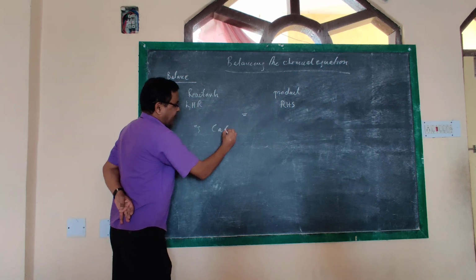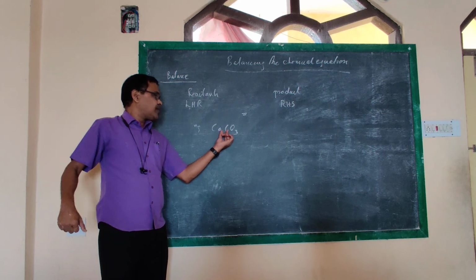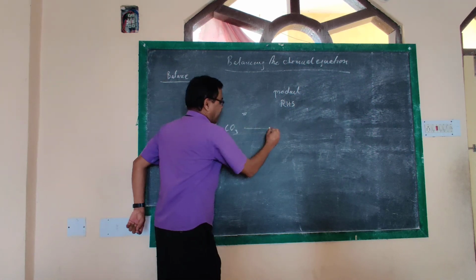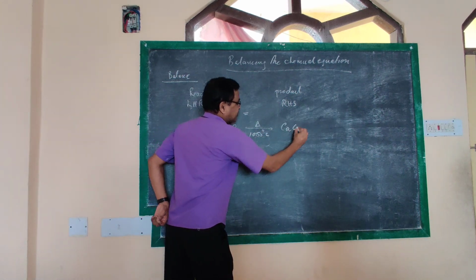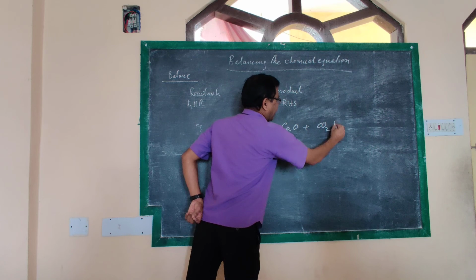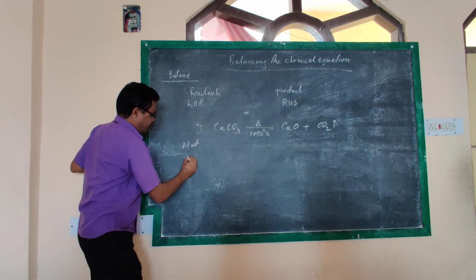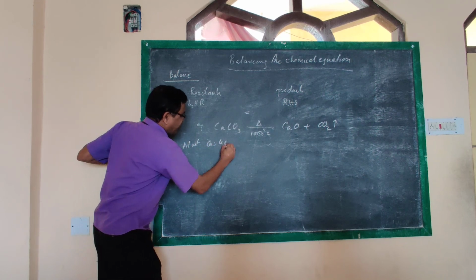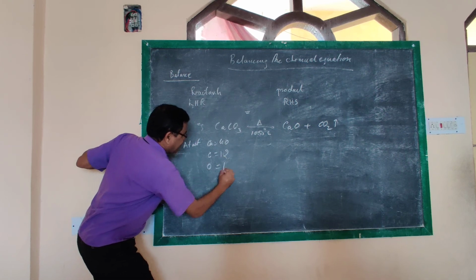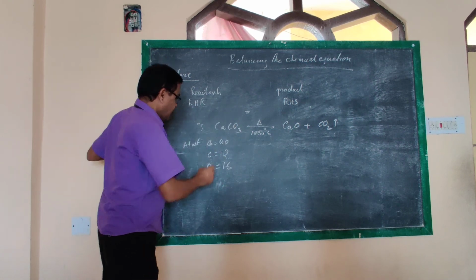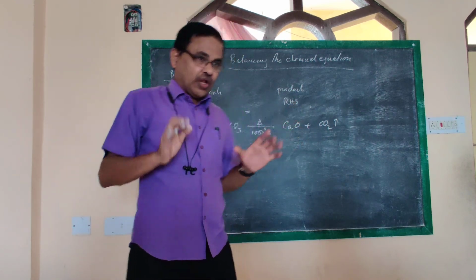For example, I have taken here calcium carbonate. Calcium carbonate consists of calcium, carbon and oxygen. When it is heated at a temperature of around 1000 degrees Celsius, it breaks down into calcium oxide plus carbon dioxide. We have done it so many times. Now, the atomic weight of calcium is 40, carbon is 12, oxygen is 16.